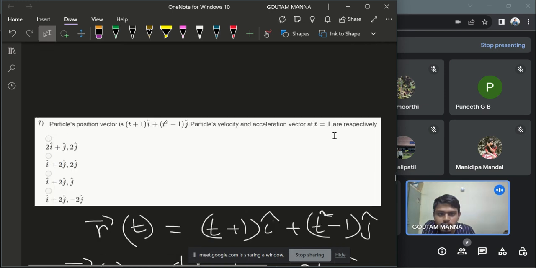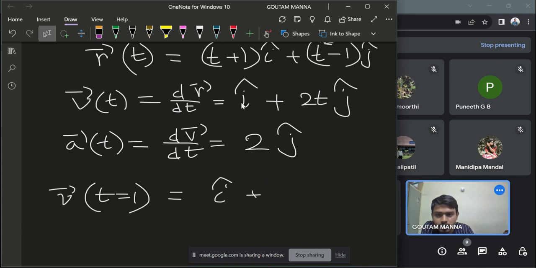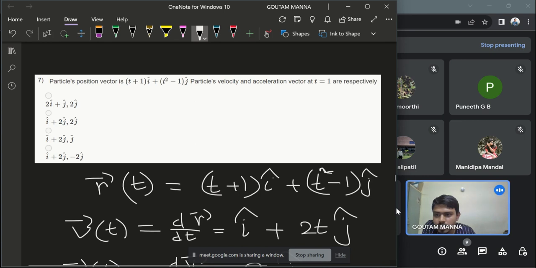Okay, now at t equals 1, v will be i cap plus 2 j cap, and a is always constant, so it doesn't depend on t, so it will be 2 j cap. So it is i cap plus 2 j cap, the second one.